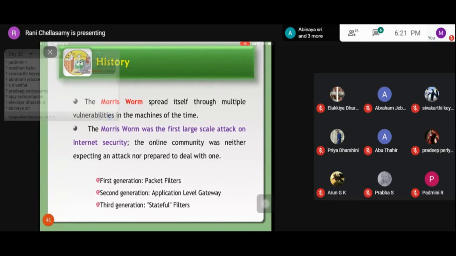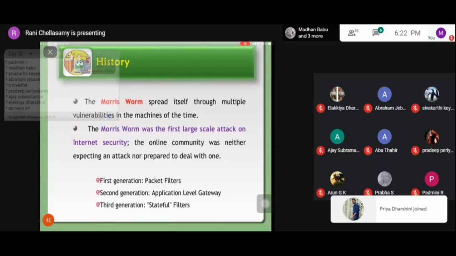In order to prevent attacks and provide security, first generation, second generation, and third generation firewalls emerged. In the first generation, packet filters evolved, in the second generation, the application level gateway evolved, and in the third generation, stateful filters evolved. Stateful filters are nothing but the circuit level gateway, as we have seen in the previous slide.